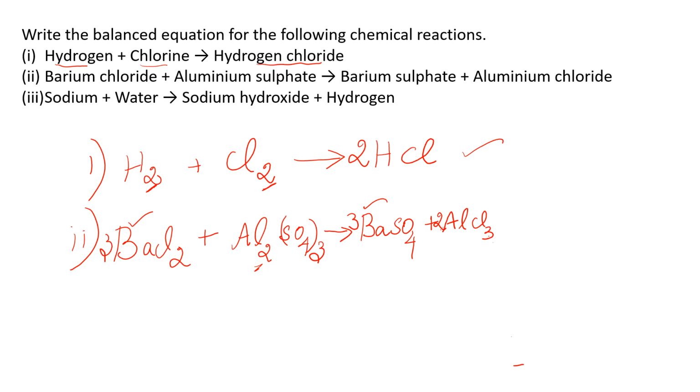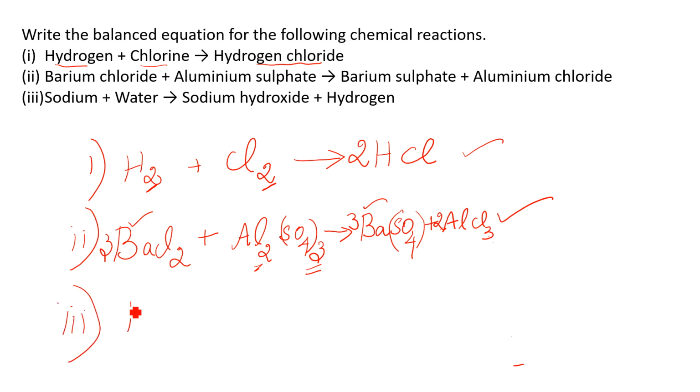Barium is 3 on both the sides. Aluminium is 2 on both the sides. Chlorine is 6 on both the sides. And sulfate is 3 here, also 3 here. So the equation is balanced. Always after balancing, you have to check again whether all the atoms are balanced. Okay, we'll move on to the third one.